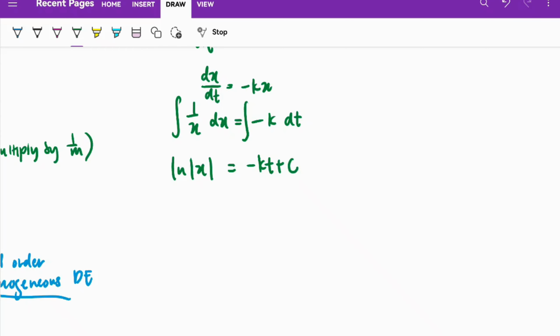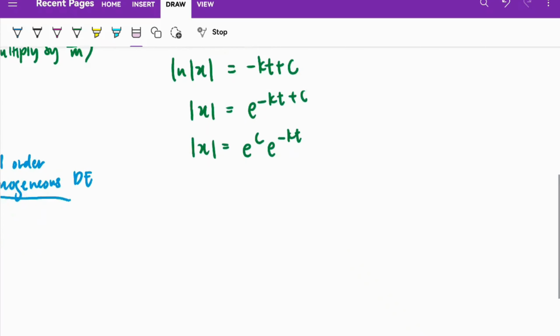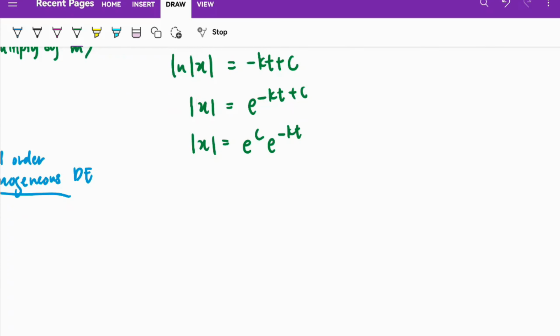C is my constant. So x equals e to the power of negative kt plus c. I'm going to rewrite this as e^c times e^(negative kt). This is actually the indices law, because any power that is a sum, you can separate by a product form, right? Okay. Now, open up the modulus, you'll get positive negative e^c times e^(negative kt).